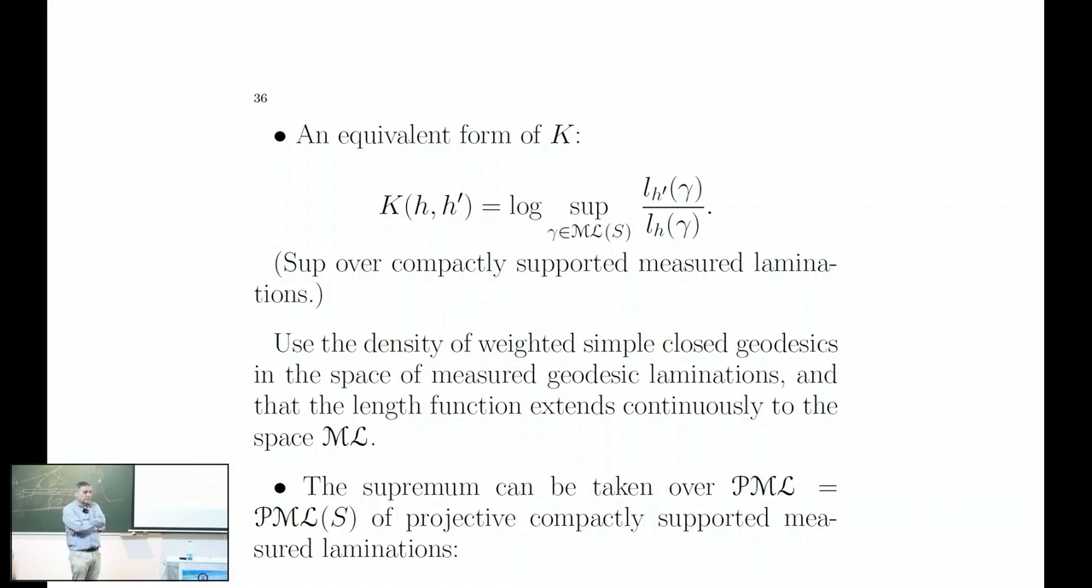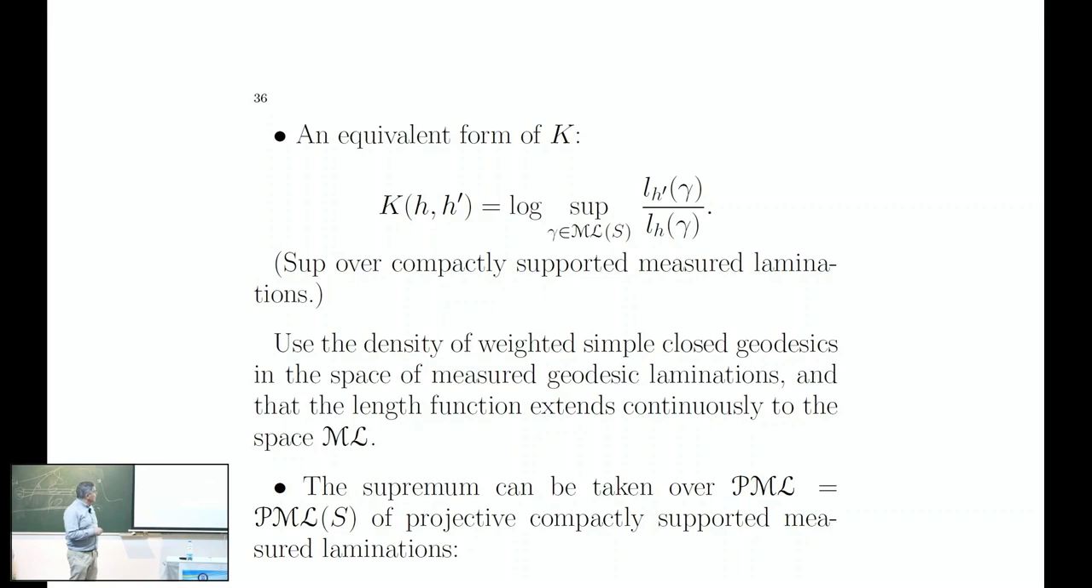Gamma can be a multi-curve or? It can be a multi-curve, yeah. It can be a curve, in this formula. In the previous formula, no, but in this formula, a union of disjoint closed geodesics is an example of a geodesic lamination.